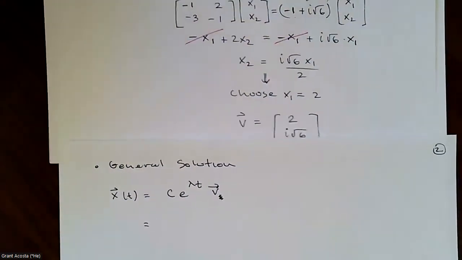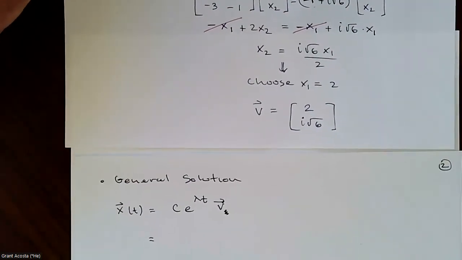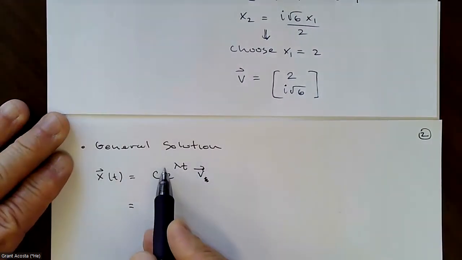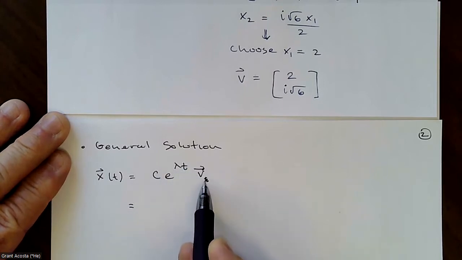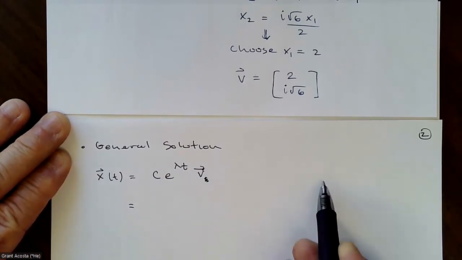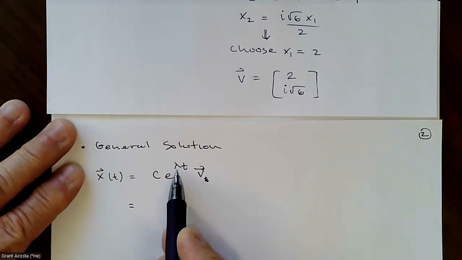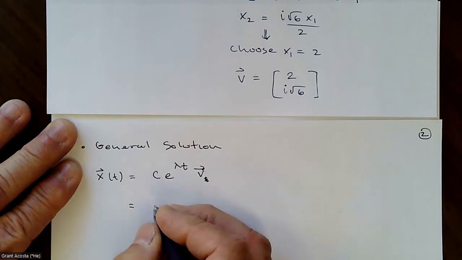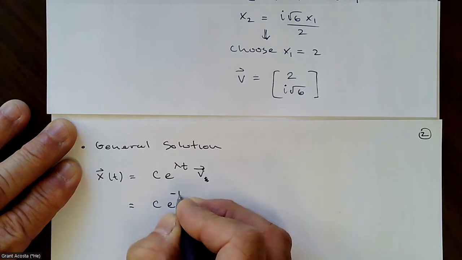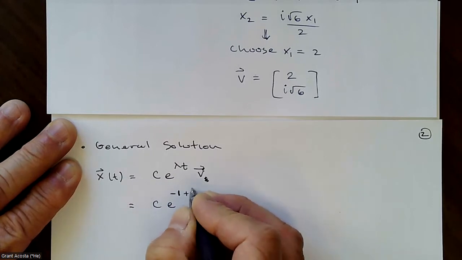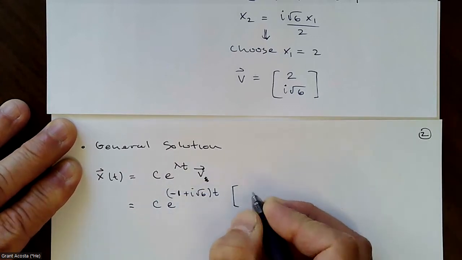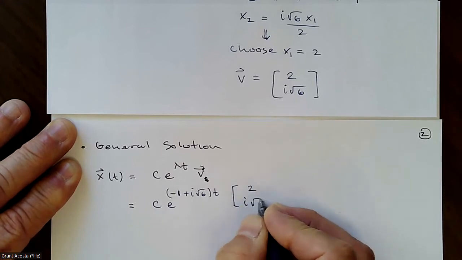Now we're going to use a shortened version because we're only working with one of our eigenvalues and eigenvectors. The normal solution we're used to is C1 e to the lambda 1 t times V1 plus C2 e to the lambda 2 t times its eigenvector. But since we're only working with one eigenvalue and one eigenvector, it's just going to be this, but you're going to see it's still going to get kind of ugly. So we're going to have some constant e to the negative 1 plus i root 6 t times our vector, 2, i root 6.